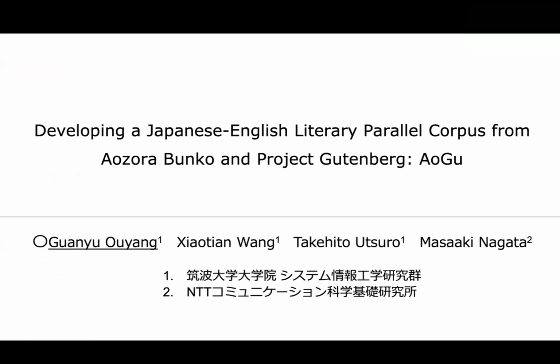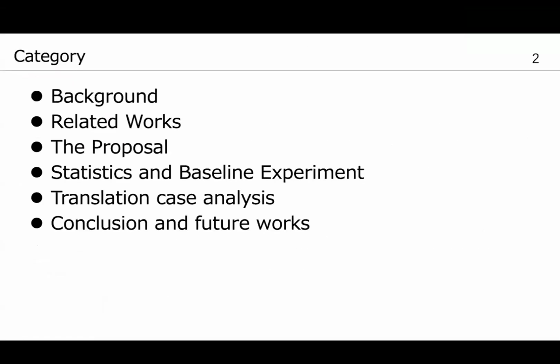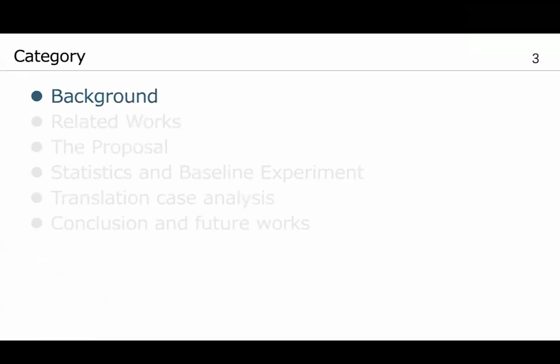And I'm Ouyang. The topic is developing a Japanese-English literary parallel corpus from Aozora Bunko and Project Gutenberg. And the presentation is divided into 6 parts. And the first part is background.